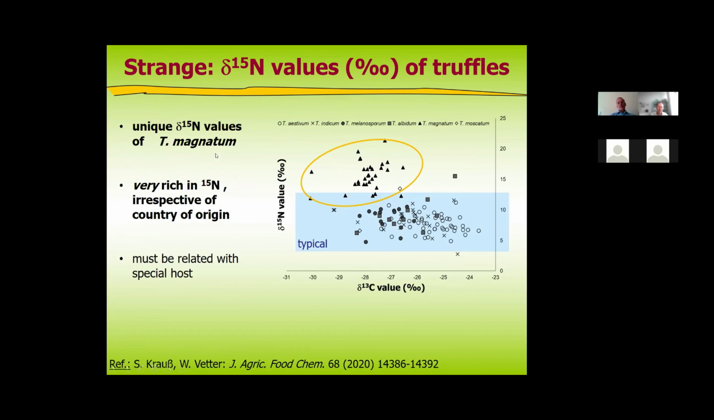And these samples were from, I think, 5 different countries. So it has nothing to do with the country. This is something which is very, very specific to that type of truffle, and you do not find that with any other truffle. We have no explanation. There must be something very, very specific with the host that you have such a high 15N content in this truffle species, while the others are not distinguished.